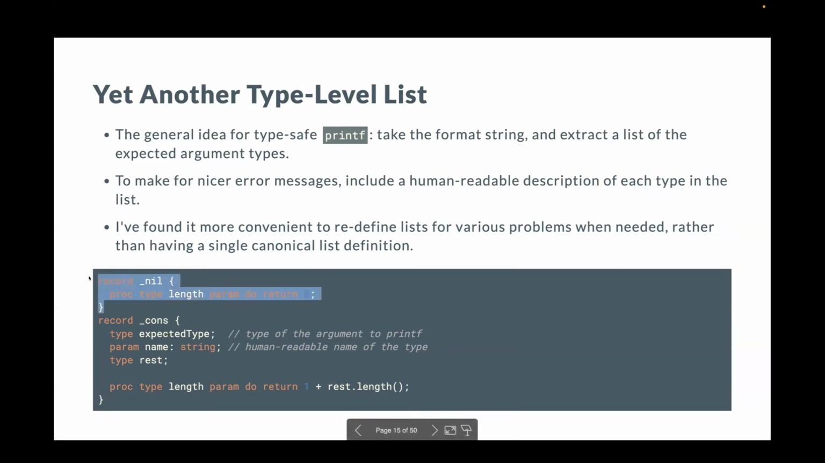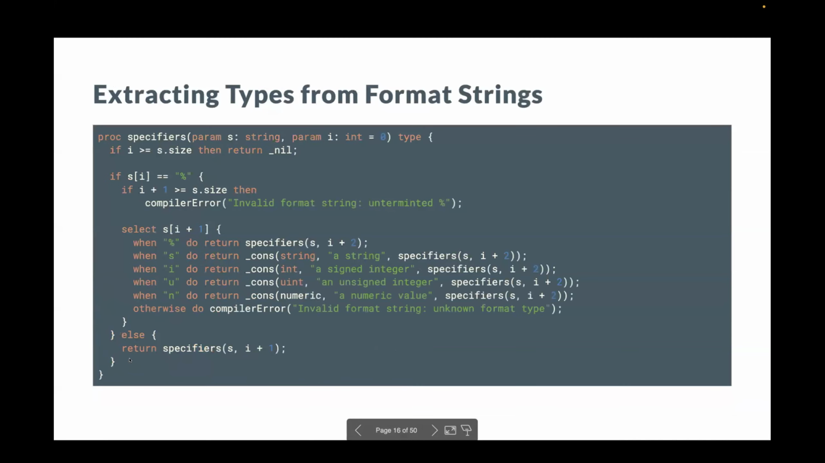In this case, I still have a record nil, but this time I added a type level method to it called length, which for the empty list returns 0. And I have cons, which encodes some format specifier and a list of the remaining format specifiers stored in rest. Here, the expected type is the type the user is supposed to pass to the printf function, and the param name is the human readable name of the type that we should print. And then I also define a length function, which is 1 plus whatever the length is of the remainder of the list.